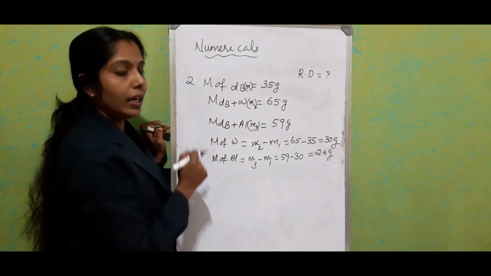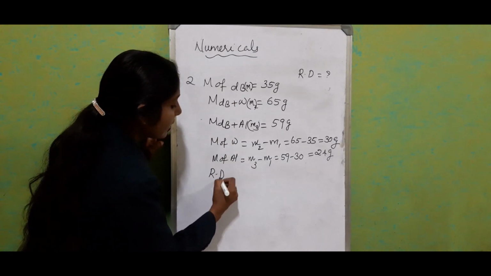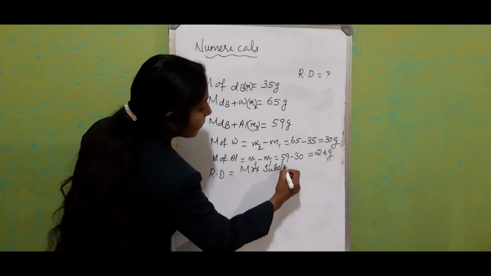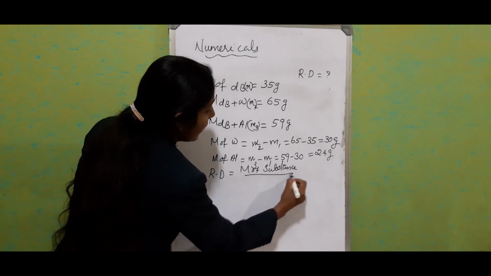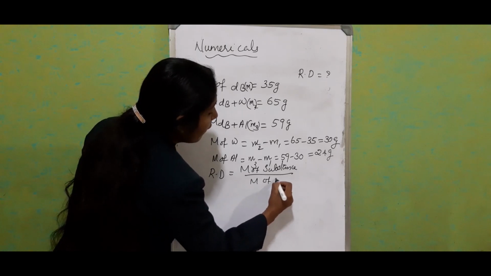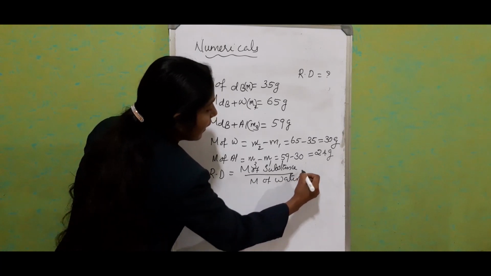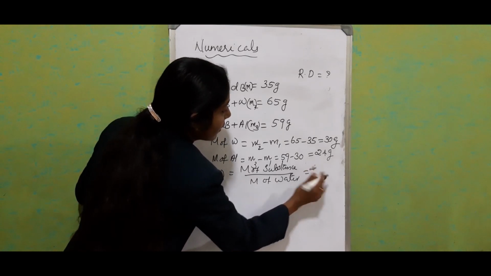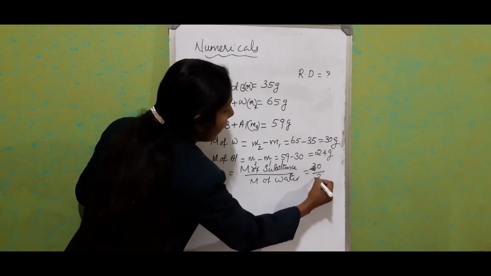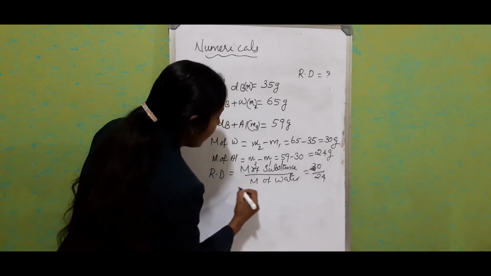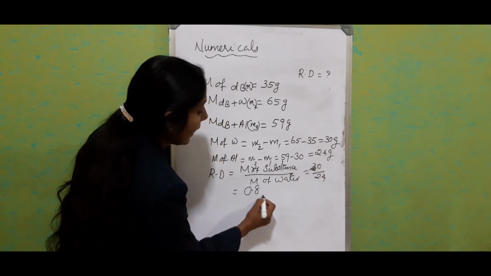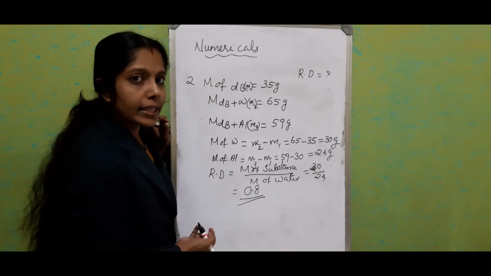Now we'll find out the relative density is equal to mass of substance divided by mass of water. That is equal to 24 divided by 30. When we solve it, we will get it as 0.8. Is any unit there?